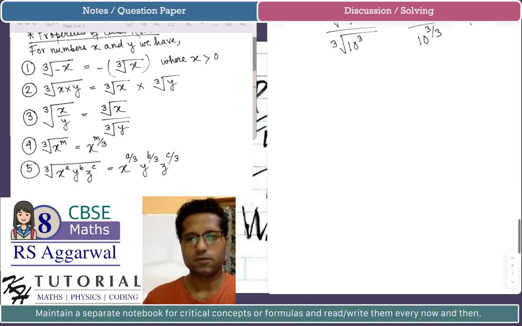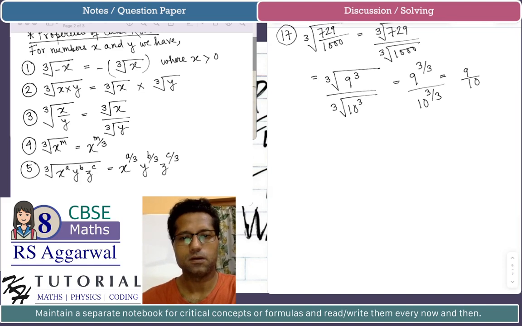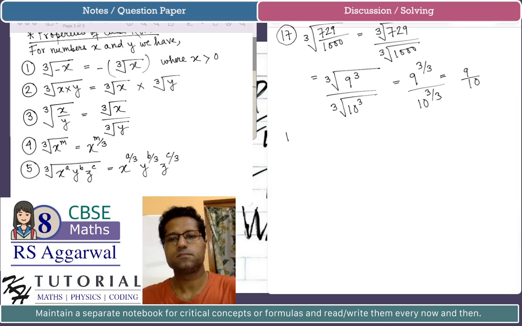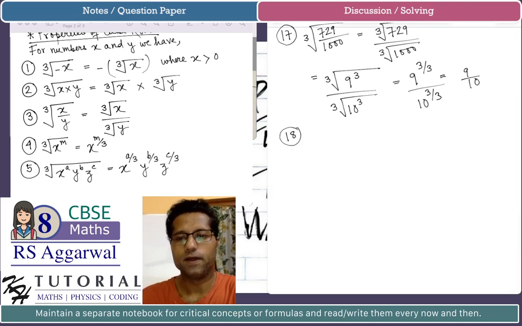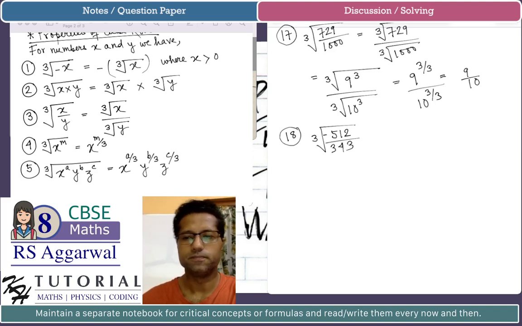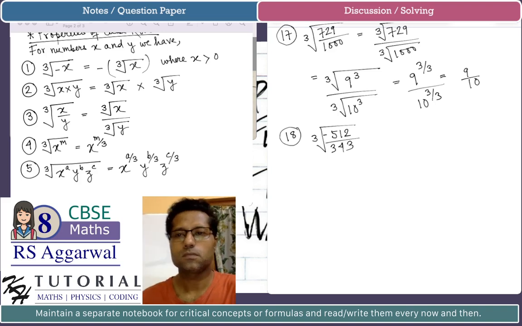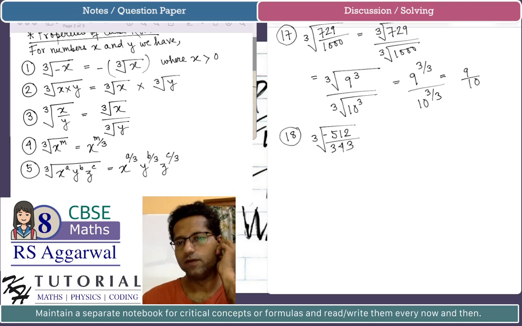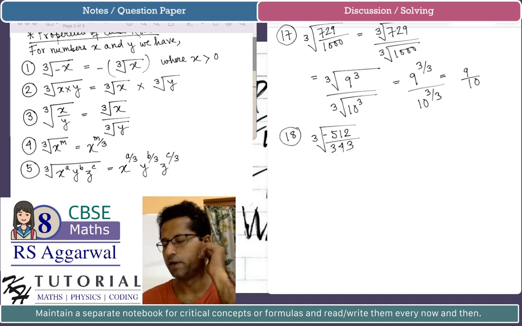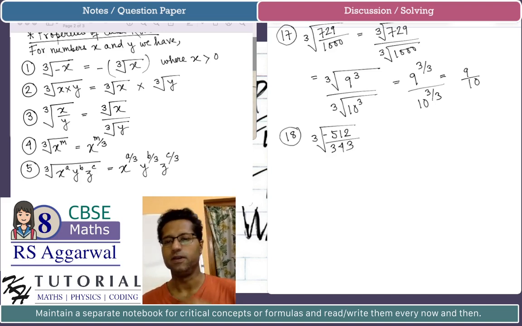Let's do the last problem. Problem 18. We have to find the cube root of minus 512 divided by 343. Okay. So we know that 512 is also a perfect cube. It is the cube of 8. 343 is also a perfect cube. It is the cube of 7.